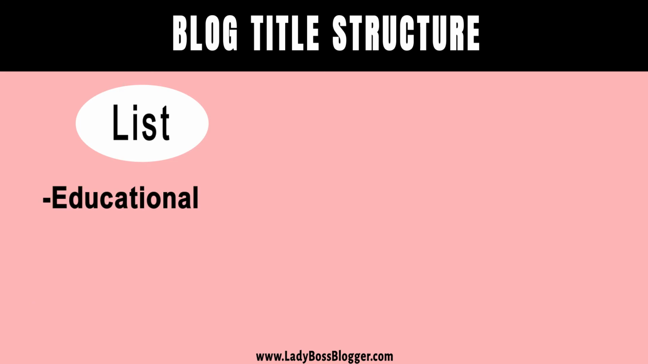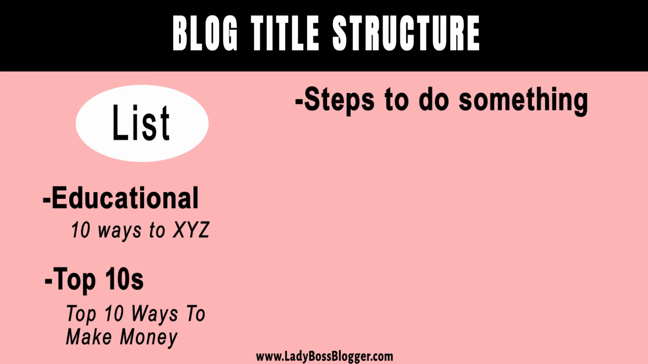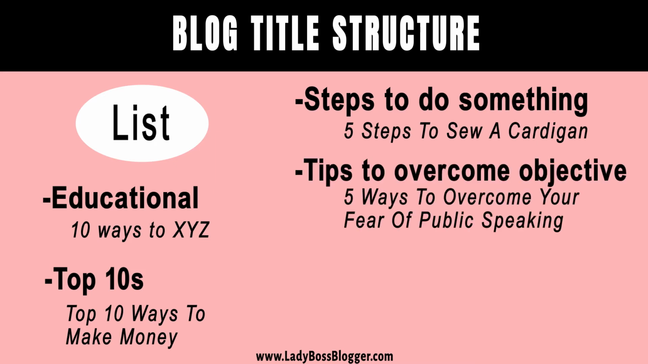List, something educational, 10 ways to XYZ. Top 10s are humongous and a great way to draw people in. Everyone likes to know what are the top best, and 10 is a solid number that is a good place to start off with. Top steps to do something, 5 steps to sew a cardigan or whatever. Tips to overcome an objective, 5 ways to overcome your fear of public speaking.